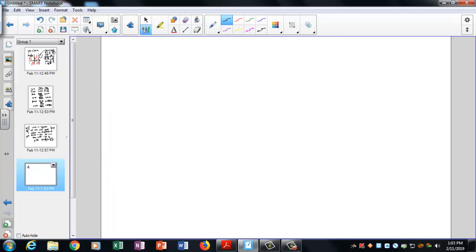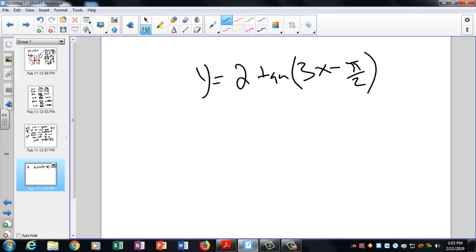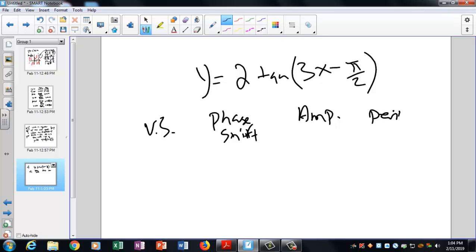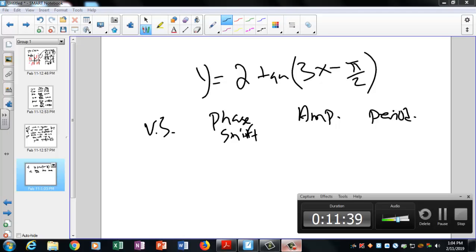Let's ask this question. y equals 2 tangent of 3x minus pi over 2. What's the vertical shift? What's the phase shift? What's the amplitude? What's the period? I'll leave you to look at that. We'll press pause.